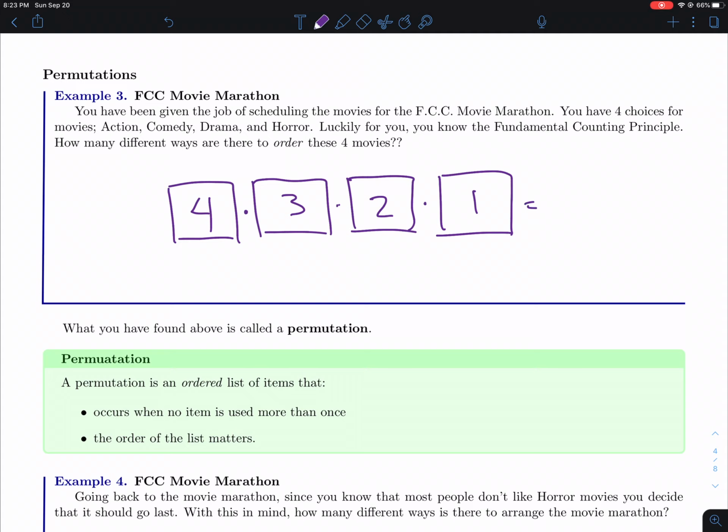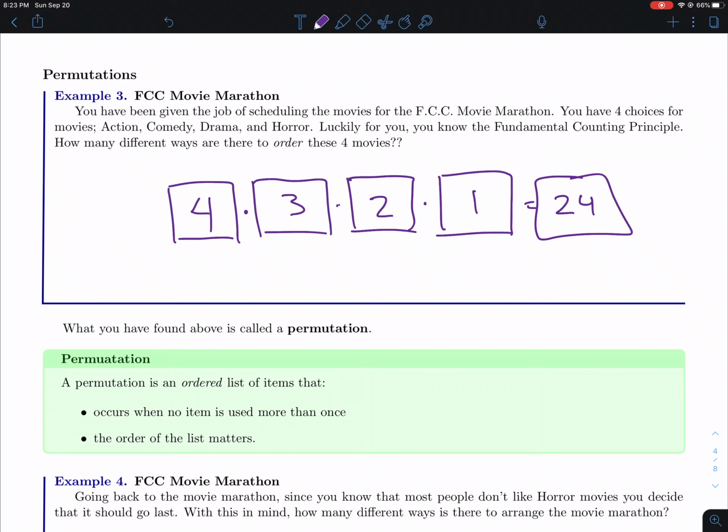And so now I just multiply these together, just like fundamental counting. So 4 times 3 is 12, times 2 is 24. So it turns out there's 24 ways that I can actually play these 4 movies in different orders.